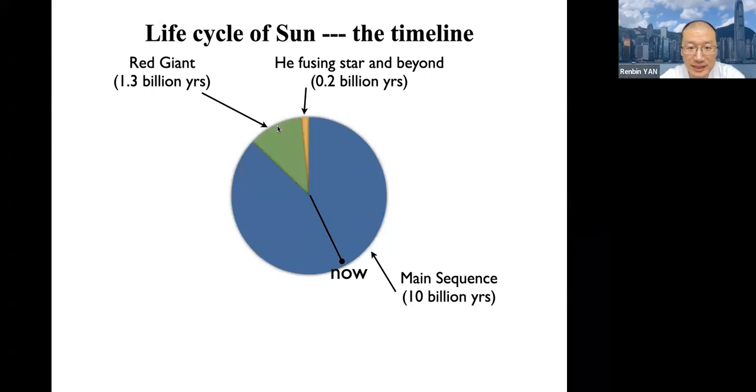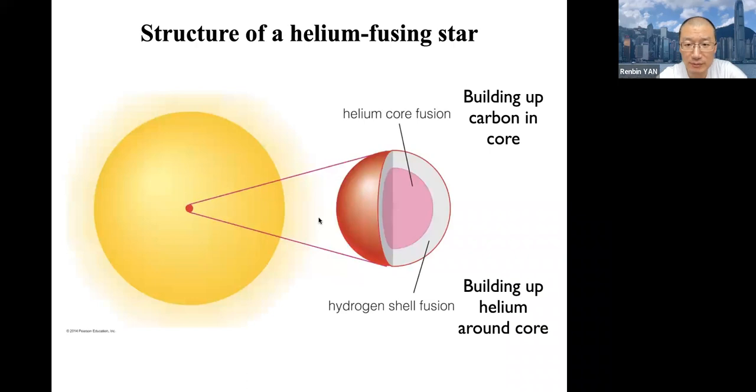So this process, the red giant phase we have talked about, is a much shorter process than the main sequence lifetime of a star. The main sequence lifetime of the sun is 10 billion years. The red giant phase only lasts about 1.3 billion years. And then the helium fusion phase is even shorter. It only takes 0.2 billion years for the sun. The reason is that helium fusion is much faster than hydrogen fusion, and the luminosity is high, so it's very quick to exhaust all the helium.